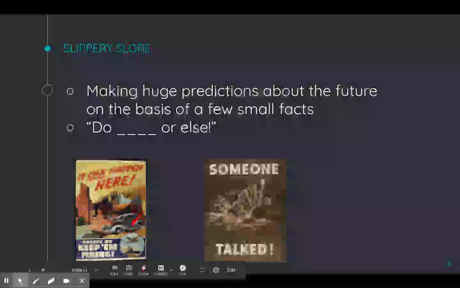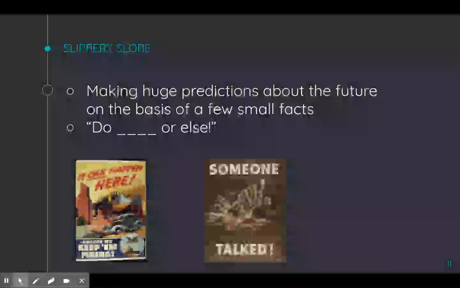Saying that if we don't keep our planes and our tanks running, then what happened in Europe can happen here. And maybe, but that's not really a super logical conclusion based on what was happening at the time. It's just making these huge predictions based on few facts. Again, this one, someone talked. So it's a soldier or a person that is drowning because someone told, like I said in the last slide, they said something and then someone else told someone, and that has now caused them to, in this case, be drowning.